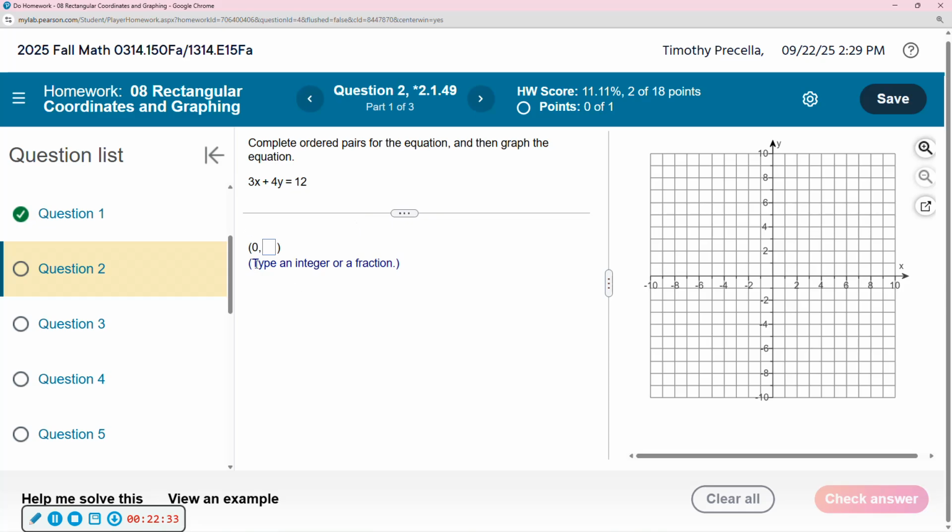Instead of an XY table on this one, they're just writing out the ordered pairs. Fill in this ordered pair. Here it is, 0, comma, blank. What does it want me to do? What is that saying to do? Plug 0 in for x.